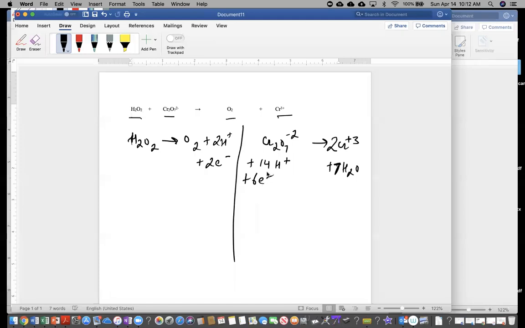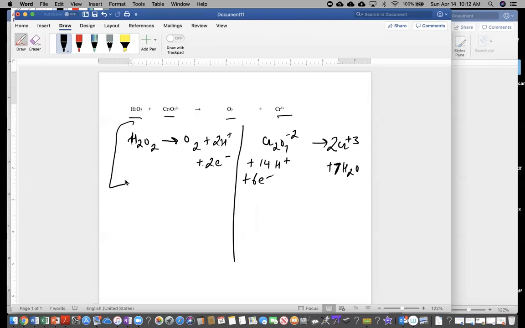Right. So here the electron for this half is on the left-hand side. For this half, it's on the right-hand side, so that's a good sign. Now our job is to make them equal. So how do you think we can make them equal? You can just multiply 3 by that one and it's equal.